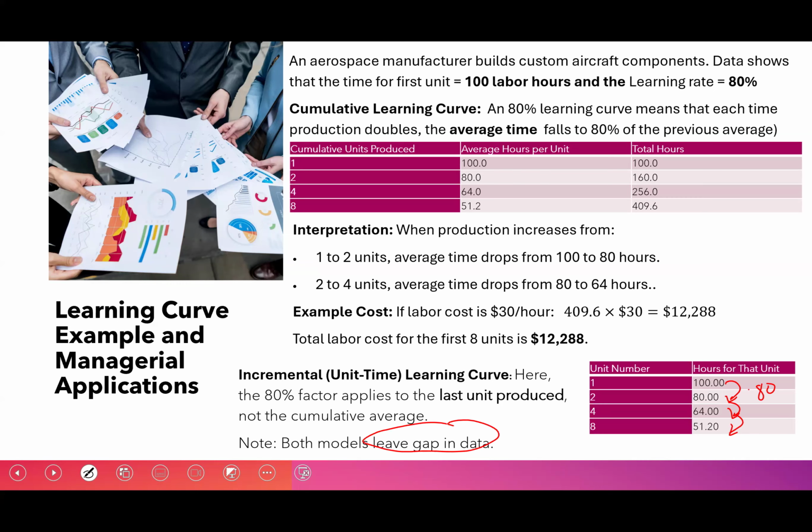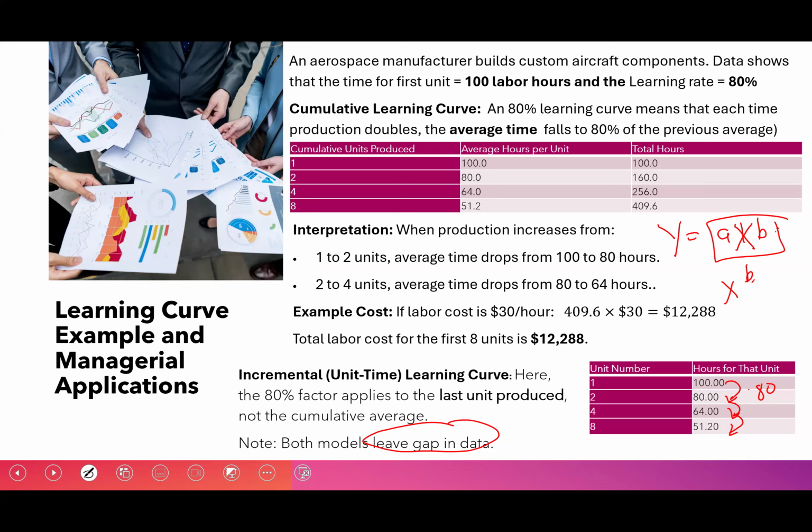Both leave gaps in the data because all they are trying to tell us is what happens when the number of units double. So either the question will never ask you for 5, 6, 7, or 3 units for that matter, or they will give you an imaginary number. There is a method we can use, and we'll talk about that in the class, using x to the power of b. We can use a non-linear equation and then look at what x to the power of b is, and so on.